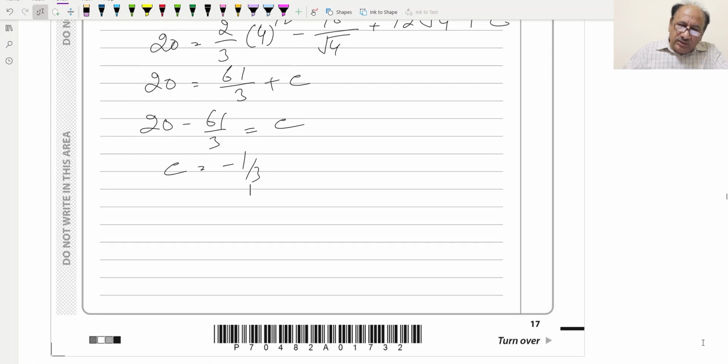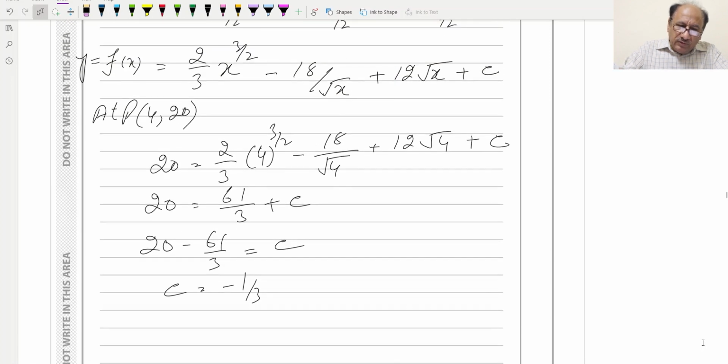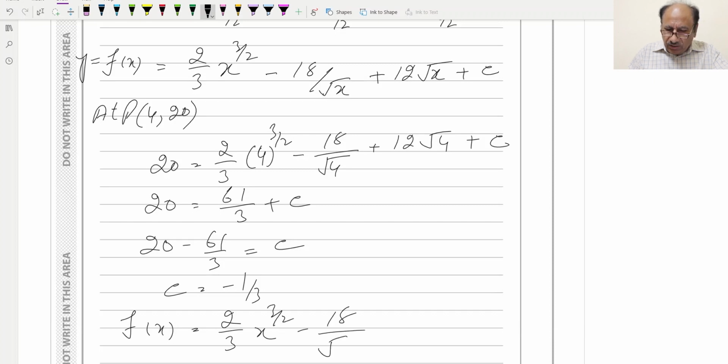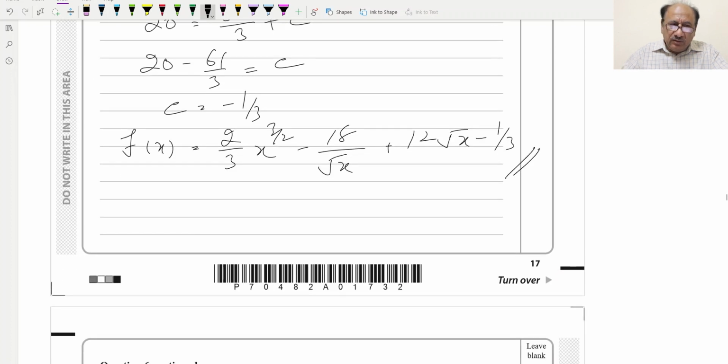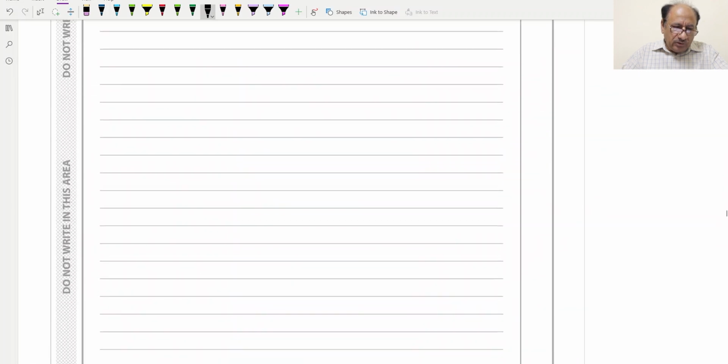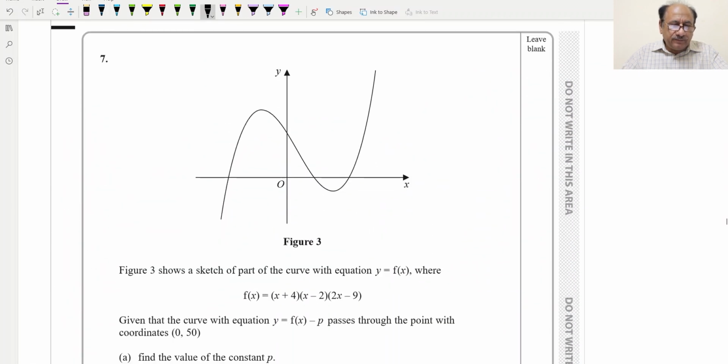So our final equation, this c value we will replace over here, and this will be f of x is equal to 2 over 3 x raised to the power 3 by 2 minus 18 over root x plus 12 root x, and minus 1 by 3. And this is the final answer for this question. Hopefully you understood this question number 6.